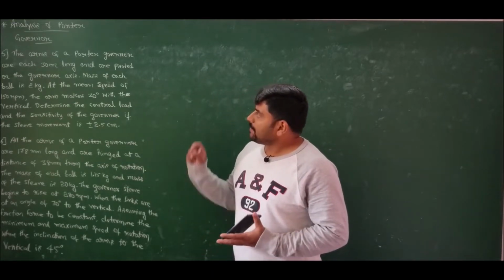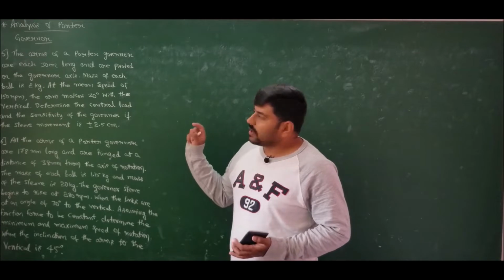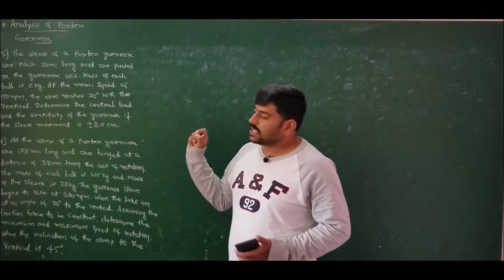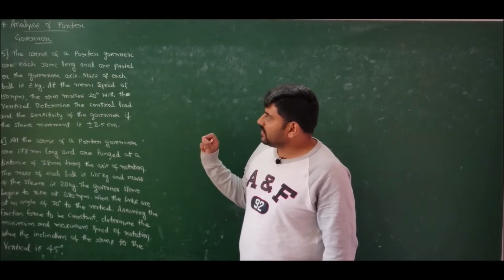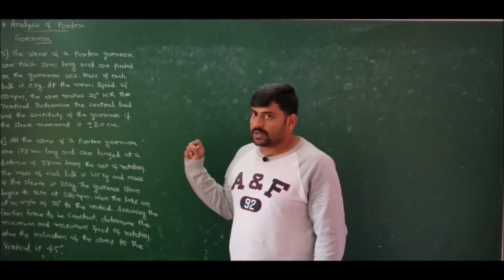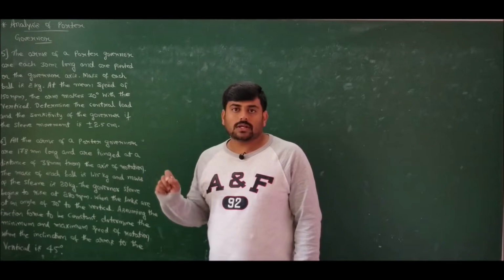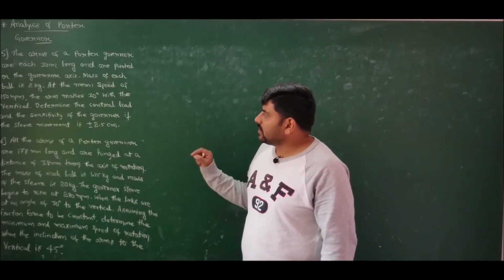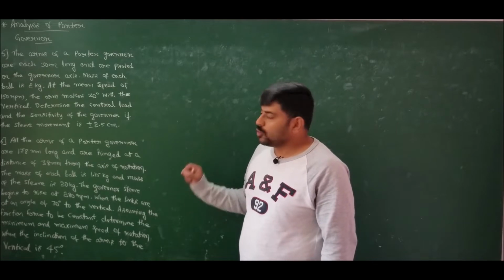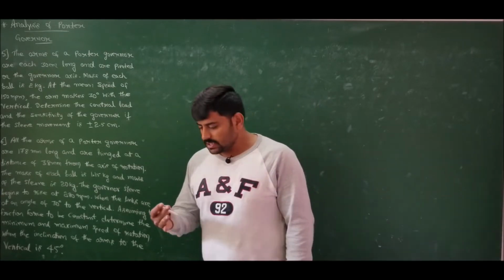If you observe, all the arms are attached to the governor axis and are of same length, that is 30 centimeters. And the mass of the ball is specified, which is 2 kg, and he is asking us to calculate what is the magnitude of central load, dead load. And also we should determine what is the sensitivity of the governor for a sleeve movement of plus or minus 2.5 centimeter. Let us solve this problem.